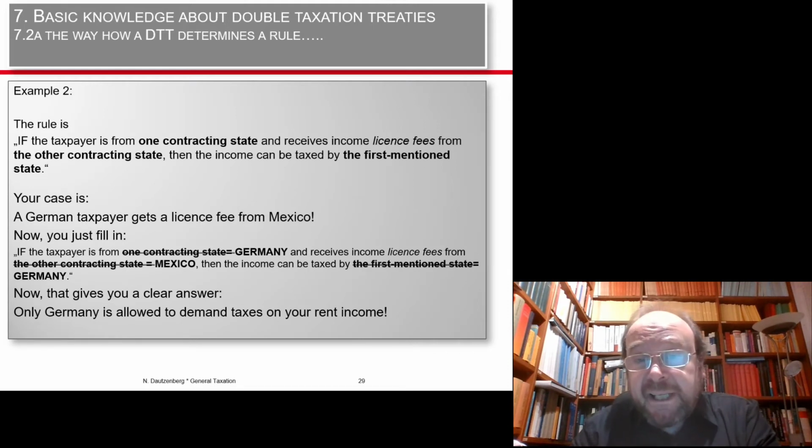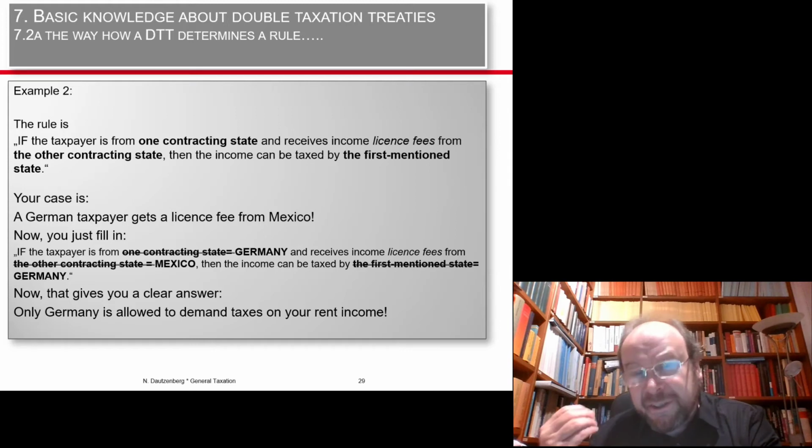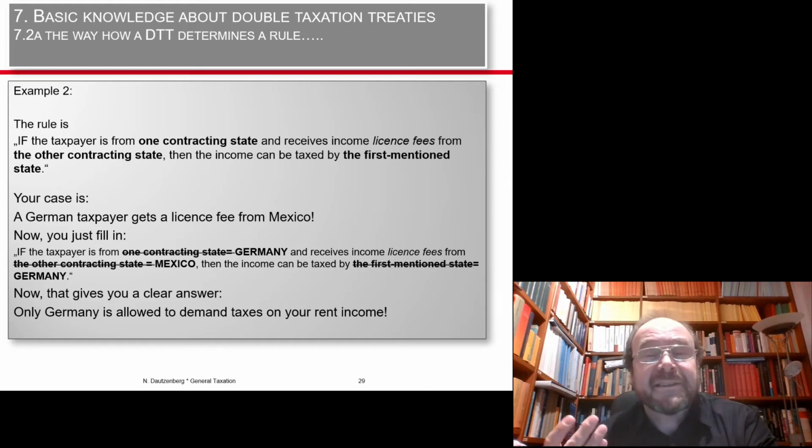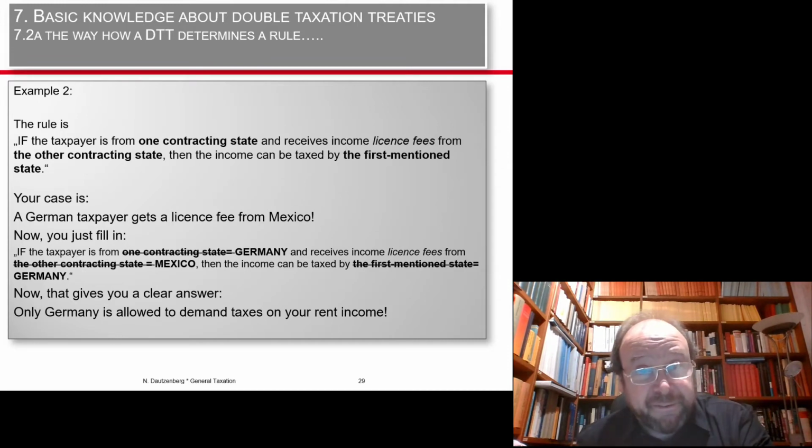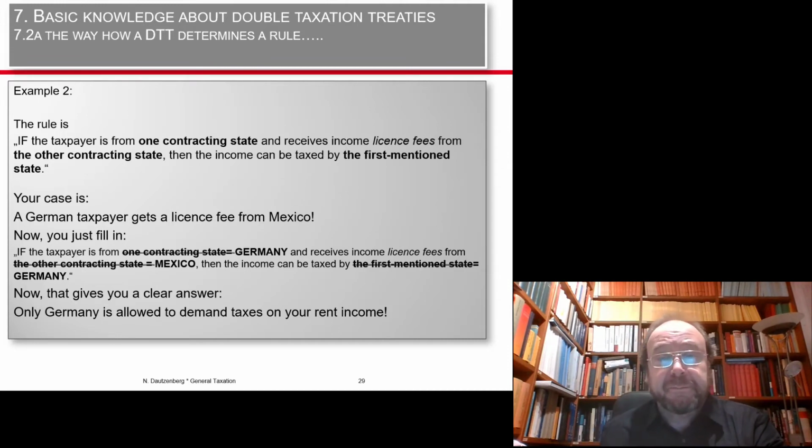License fees. Again, just to practice that, to make you familiar with it. If the taxpayer is from the one contracting state and receives income from license fees from the other contracting state, then the income can be taxed by the first mentioned state. Okay, now somebody really tried to be a literary genius and replaced the one state by that cross-referencing, the first mentioned state. But again, you have in mind variables are in the field.